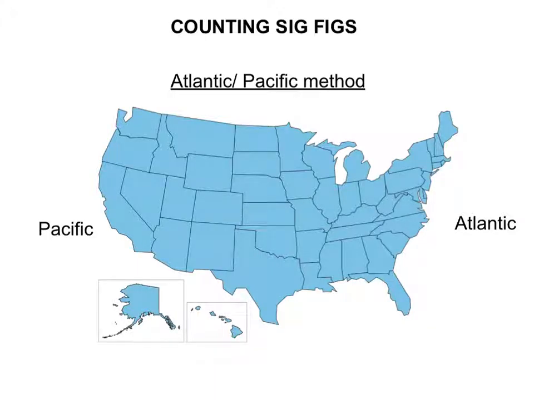This video will teach you how to count significant figures. Significant figures, or sig figs, are used when reporting scientific data and are used to denote how precise a measurement is. Basically, the more sig figs, the more precise the measuring instrument will be.